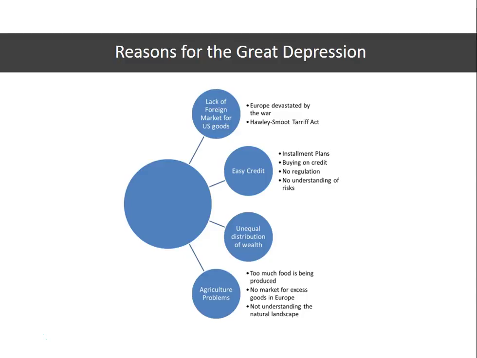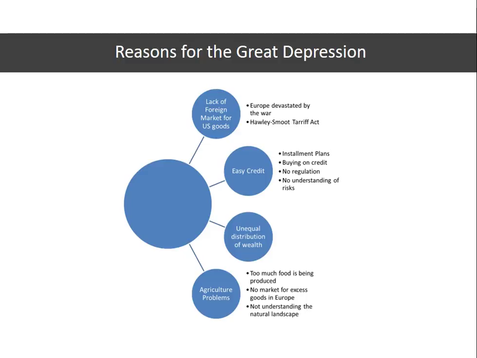Now we're going to look at the reasons. There's 4 main reasons for the Great Depression, 4 things that kind of led into or started the Great Depression. So the first was what we call a lack of foreign market for U.S. goods. Basically what this means is that we weren't able to really sell our stuff to Europe anymore.